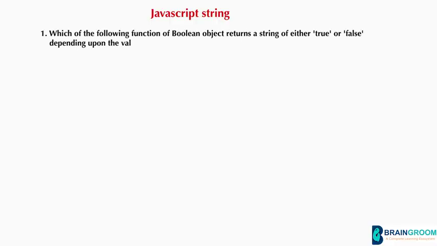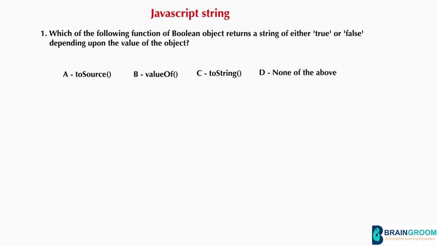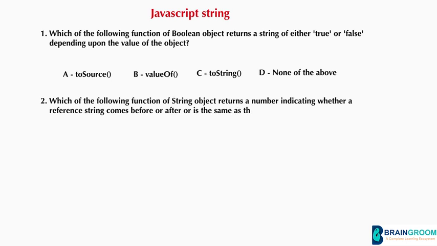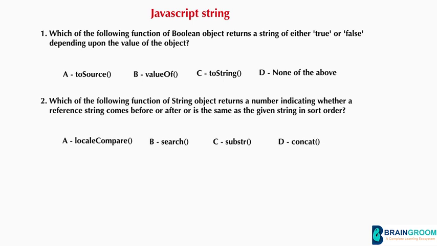JavaScript string. Question 1. Which of the following functions of the Boolean object returns a string of either true or false depending upon the value of the object? Option A, toSource. Option B, valueOf. Option C, toString. And option D, none of the above. Question 2. Which of the following functions of string objects returns a number indicating whether a reference string comes before or after or is the same as the given string in a sort order? Option A, localeCompare. Option B, search. Option C, substr. And option D, concat.